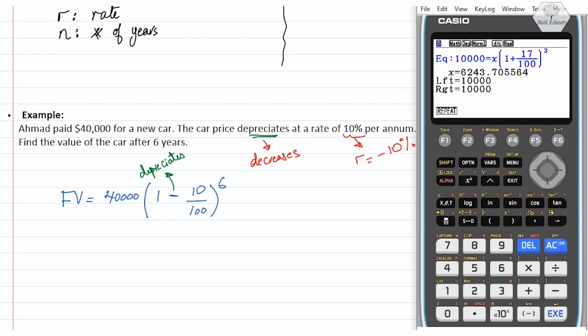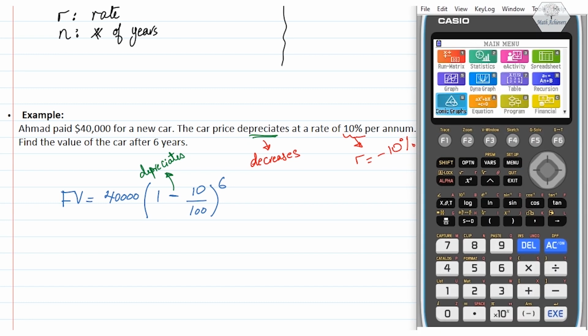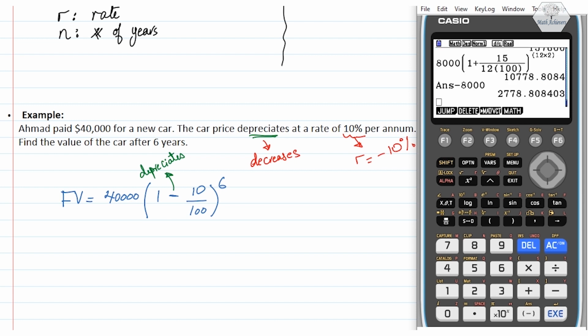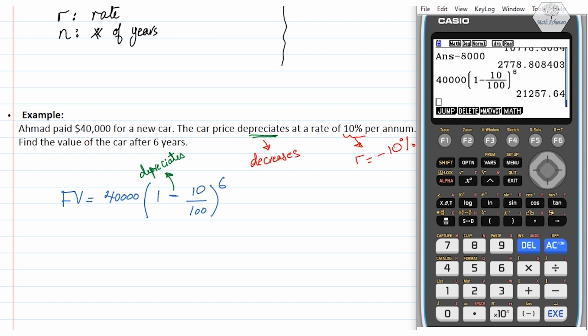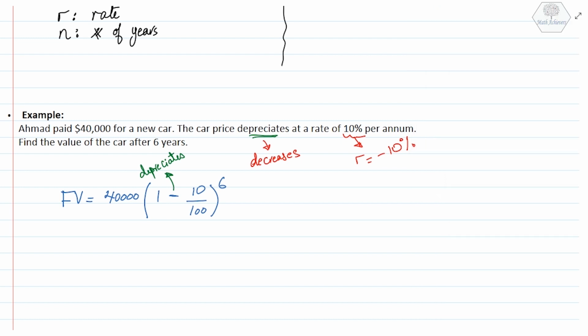Now go to the graphical display calculator, to the run matrix. I have 40,000 times 1 minus 10 over 100, all of it to the power of 6. This will give me, if I round to 3 significant figures, $21,300. So the future value is $21,300.